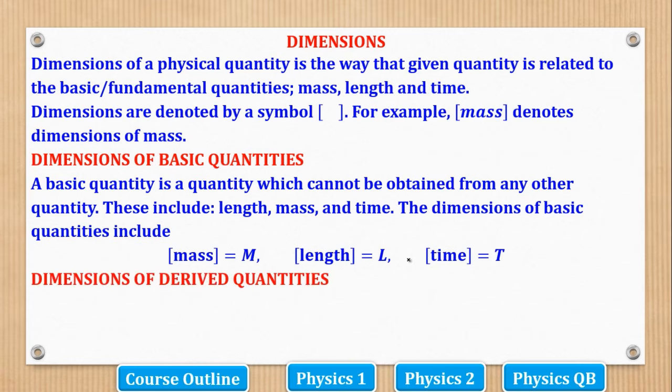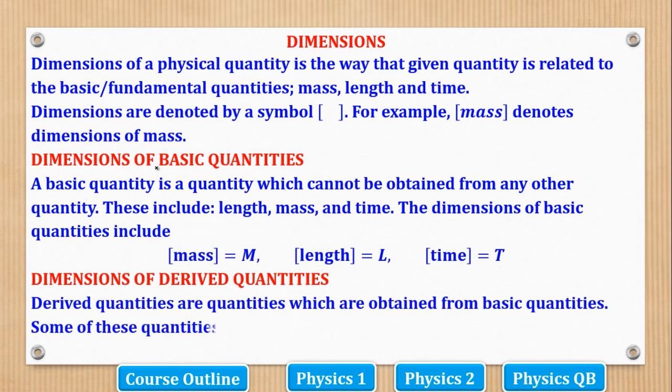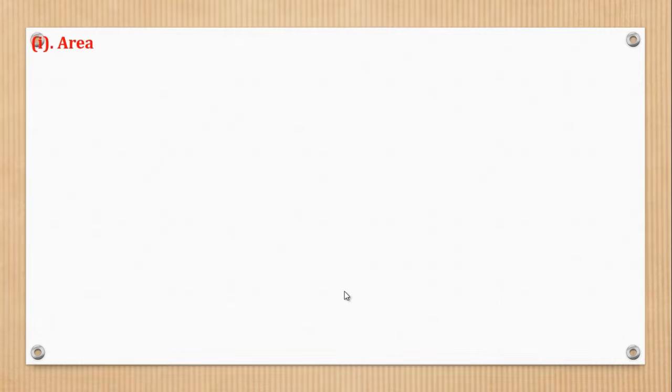And it's from those basic quantities that we get all other dimensions. The other quantities, we call them derived quantities. Their dimensions can be got from a combination of basic quantities, as we are going to see. Derived quantities, by definition, are quantities which are obtained from basic quantities, and these include the following. We have a number of them. So, area.